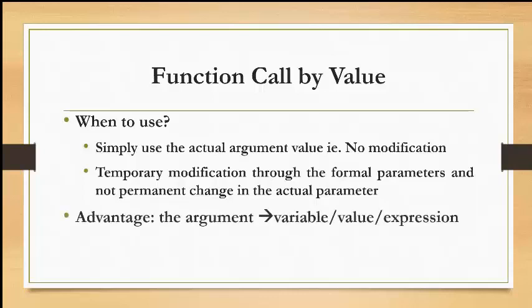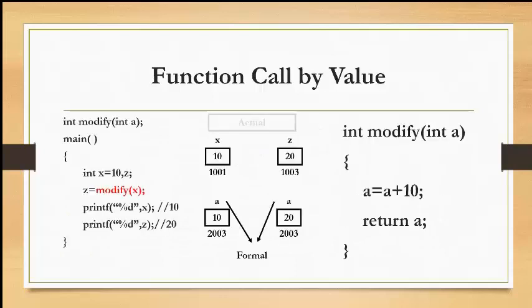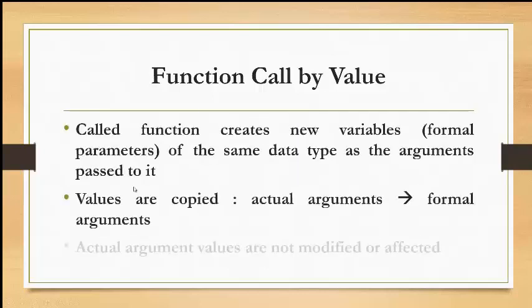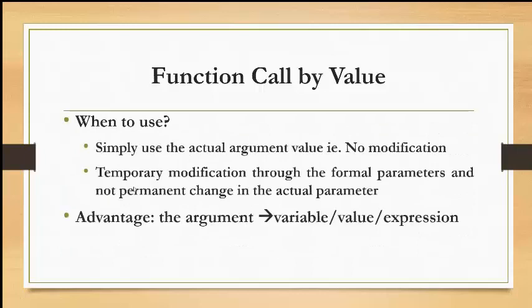Basically, the argument that you are trying to pass through the function call may be a variable, or a value, or an expression. For example, here we have just passed the value of 10 through the variable x. Instead of having a variable, I can even directly pass the value 10 over here, or I can even give an expression like 10 * 5 or 2 * 4. So basically, the argument can be a variable or a value or an expression.